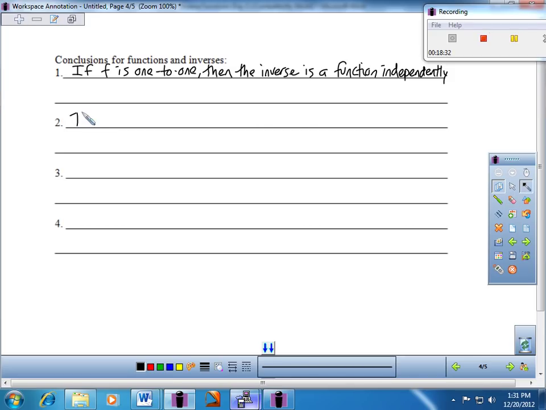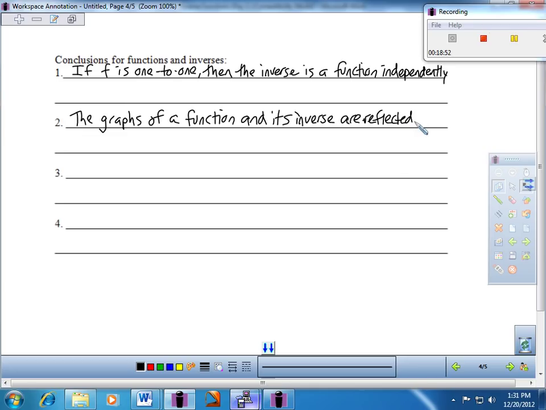So the graphs of a function and its inverse are reflected over the line defined by y equals x. There we go. That looks good.